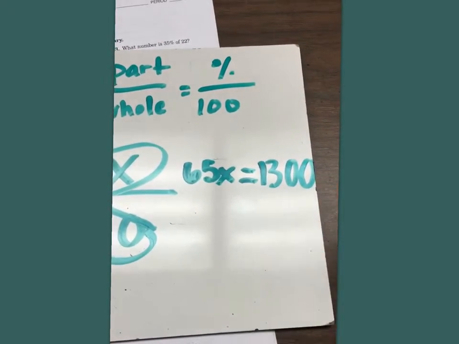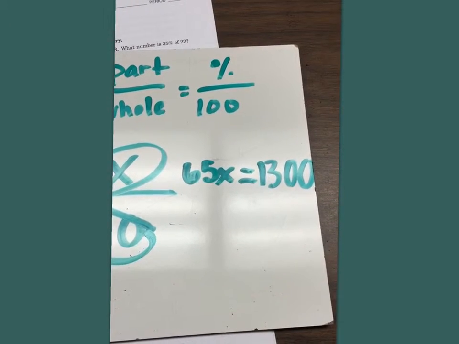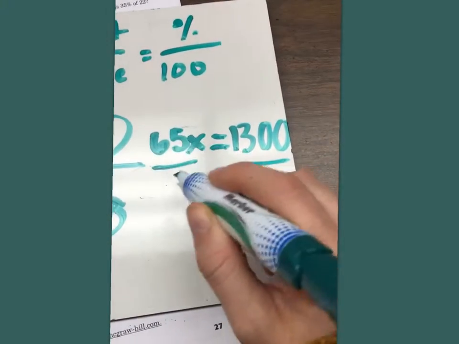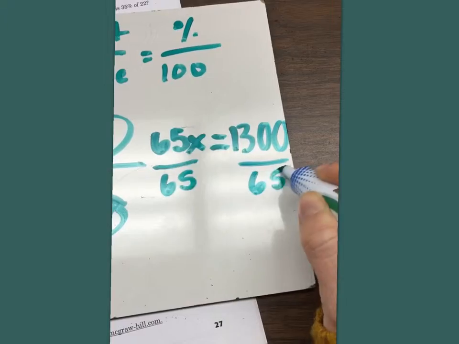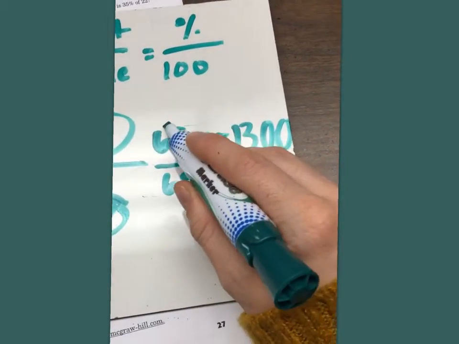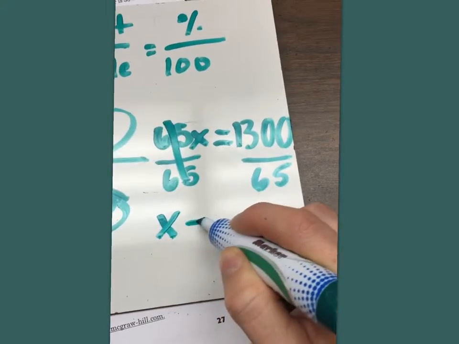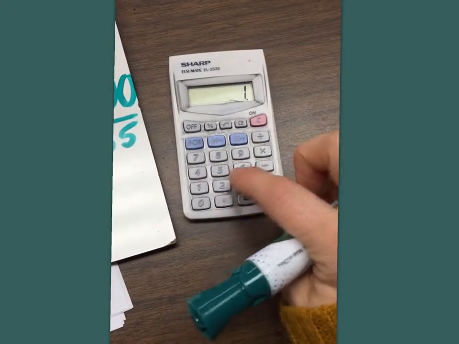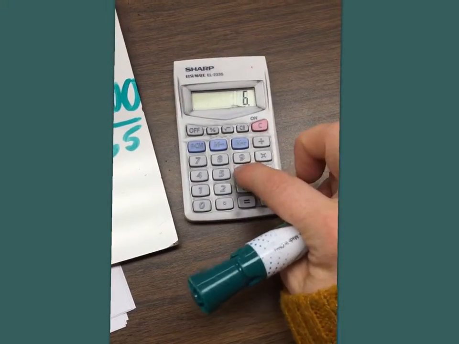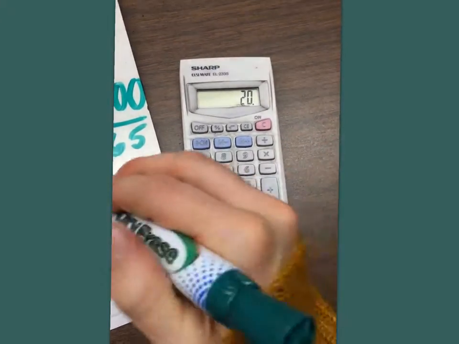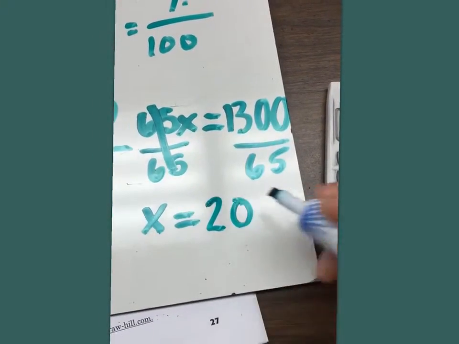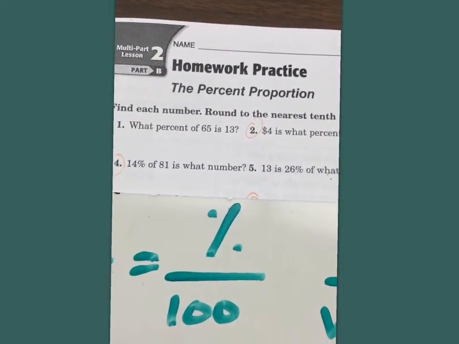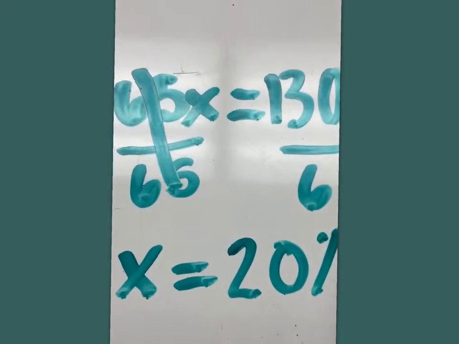Okay, so now you have this. Now you just need to solve to get x by itself. Well, to do that, we're going to divide both sides by 65. Divided by 65, divided by 65. 65 divided by 65 cancels out, so you're left with x equals, and then I'm going to punch in on my calculator, 1300 divided by 65 equals 20. So what percent of 65 is 13? Well, my answer is 20%.